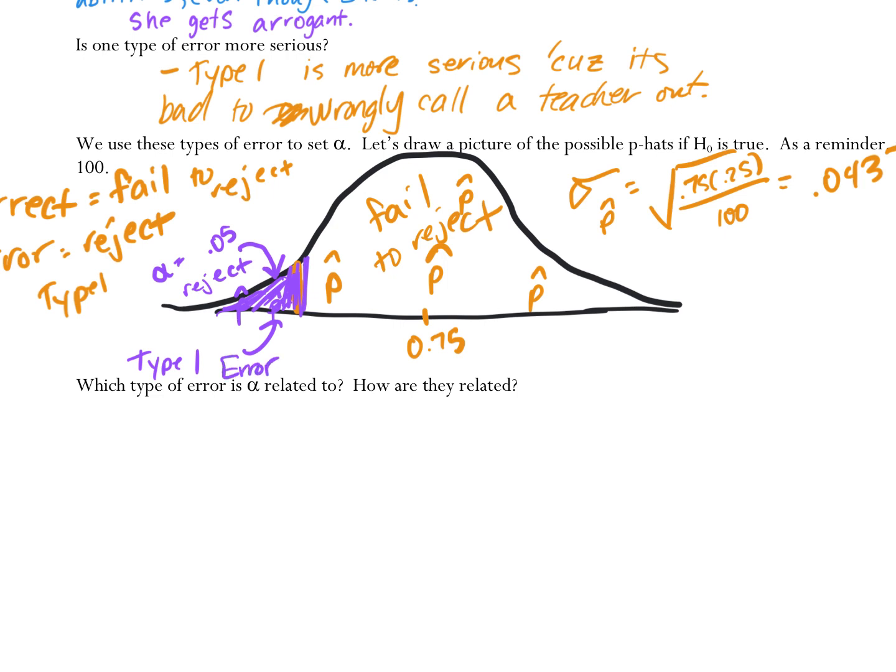So again, we never get to know what's actually true, but if the null hypothesis is true, the probability I reject it and make a type 1 error is going to be whatever alpha is. That's the probability I get one of the p-hats that's going to make me reject the null hypothesis. Okay, big idea. Type 1 error and alpha are very much related because alpha is essentially your willingness to make a type 1 error.